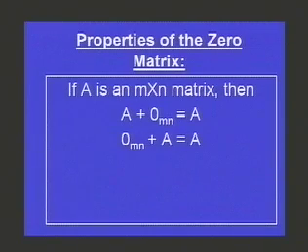Because there is a commutative property with addition, if I add 0 sub mn plus A, I still get A, or if I add A plus 0 sub mn, I get A. So the order there isn't important with addition. It is with multiplication, however.